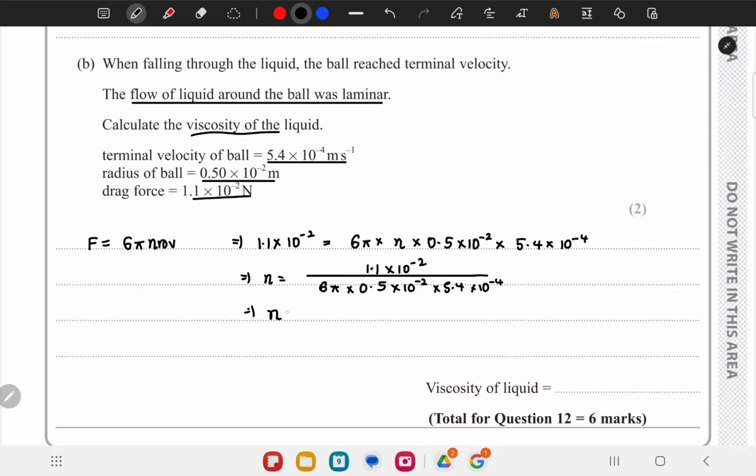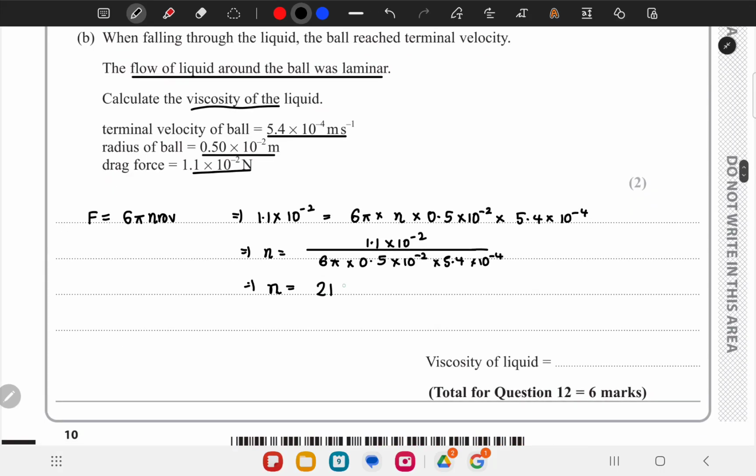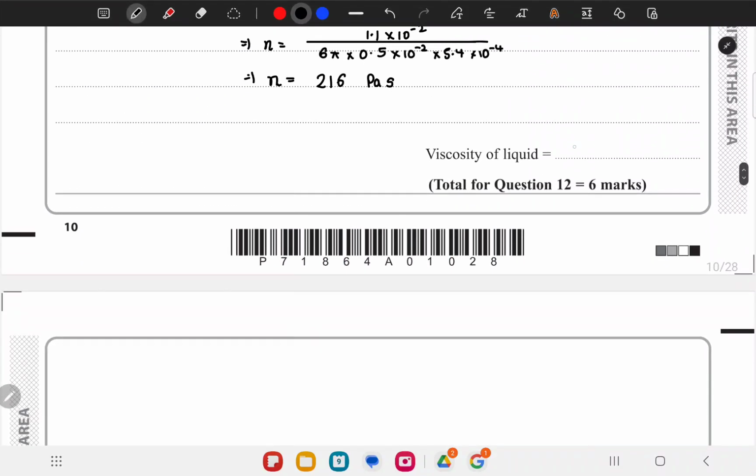The value of eta comes out to be 216.1, so 216 Pascal second. This is the unit of viscosity. So 216 Pascal second.